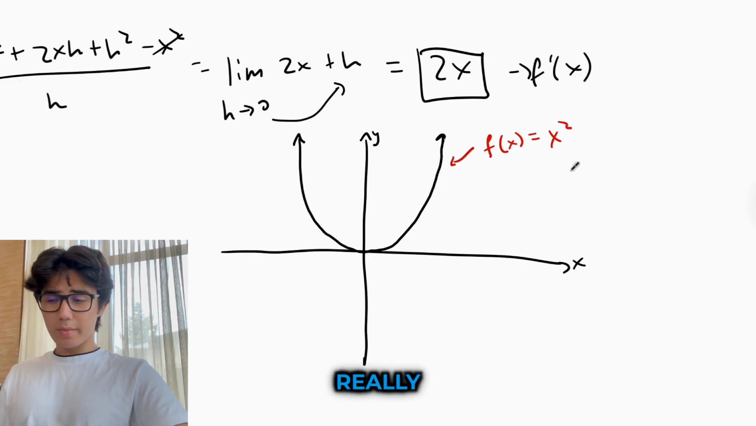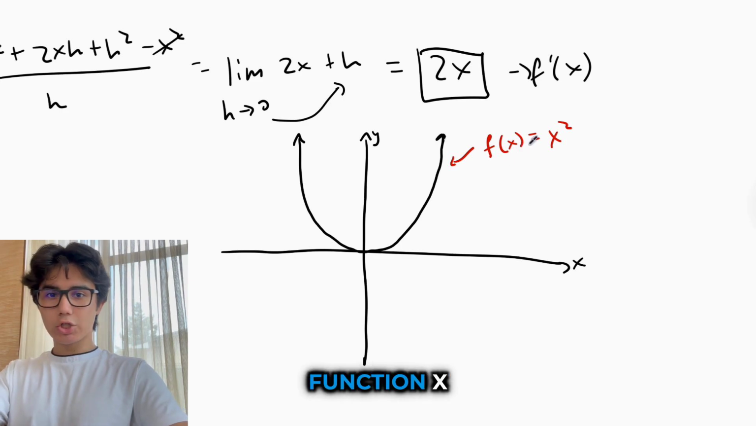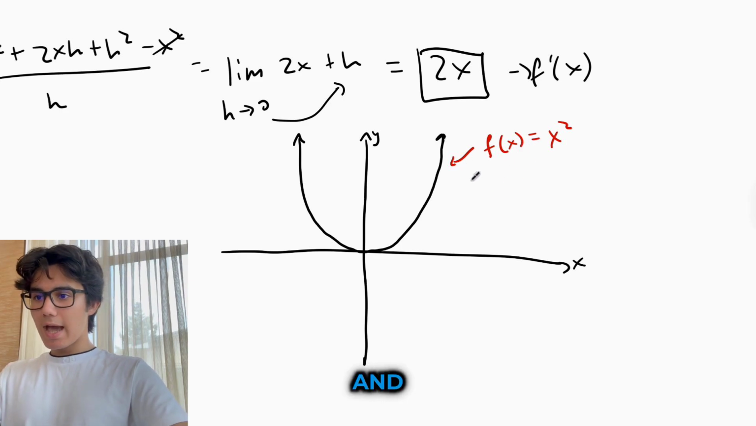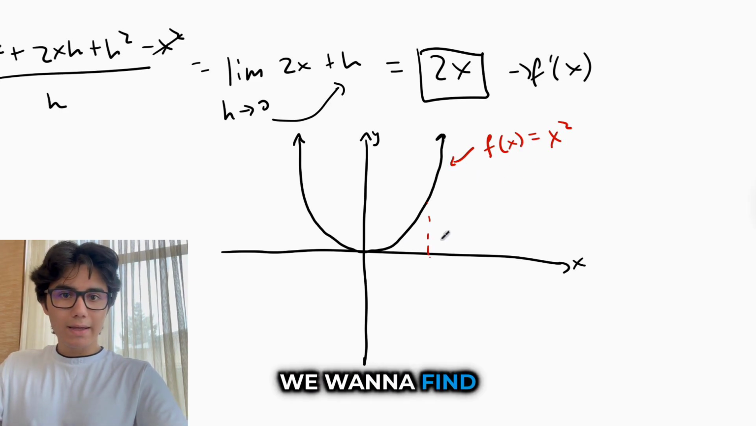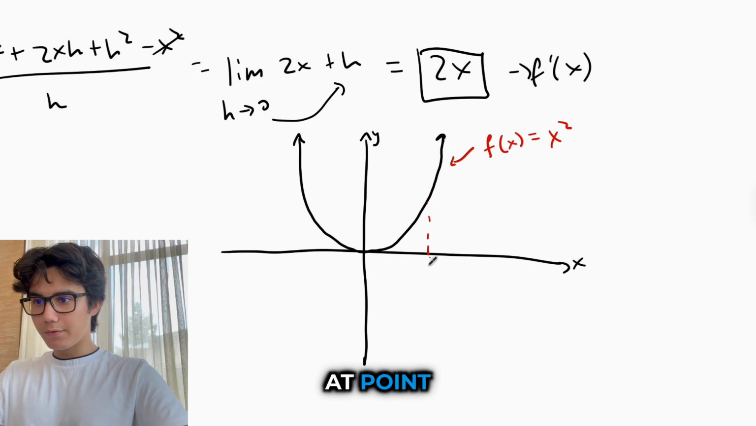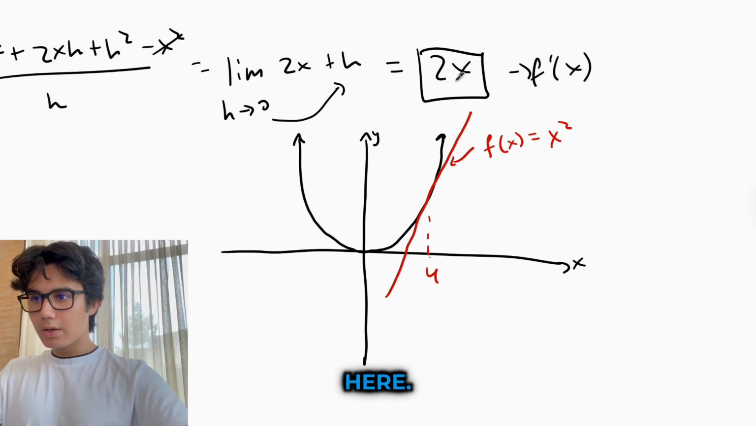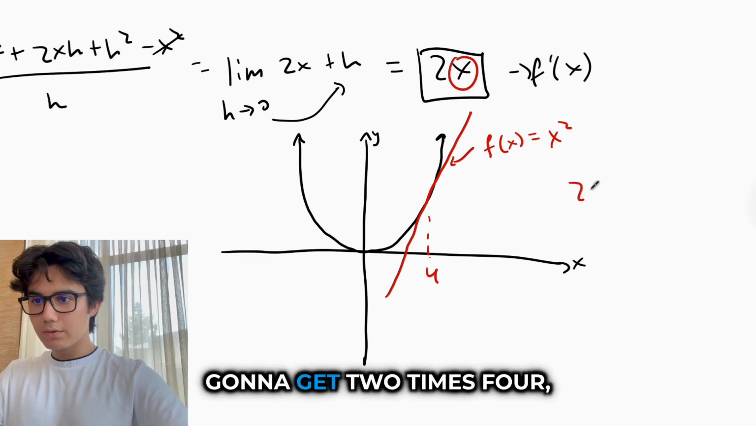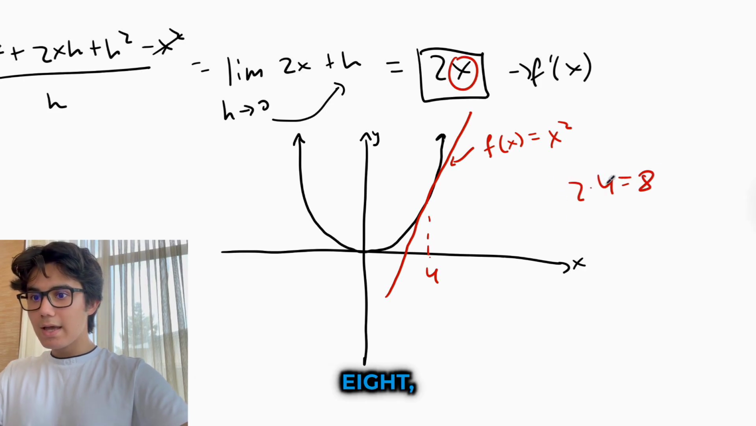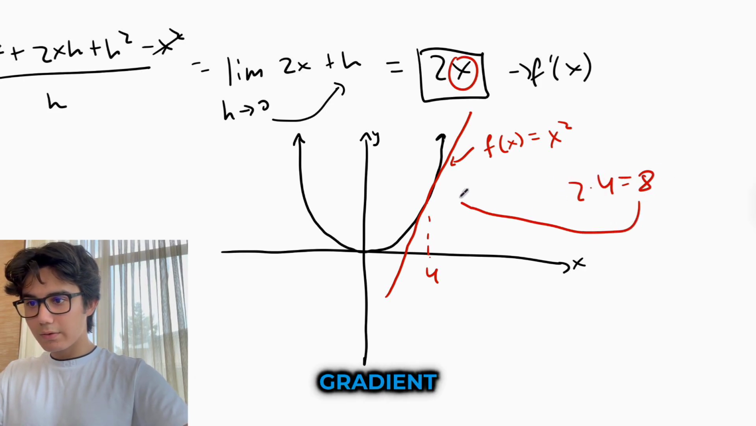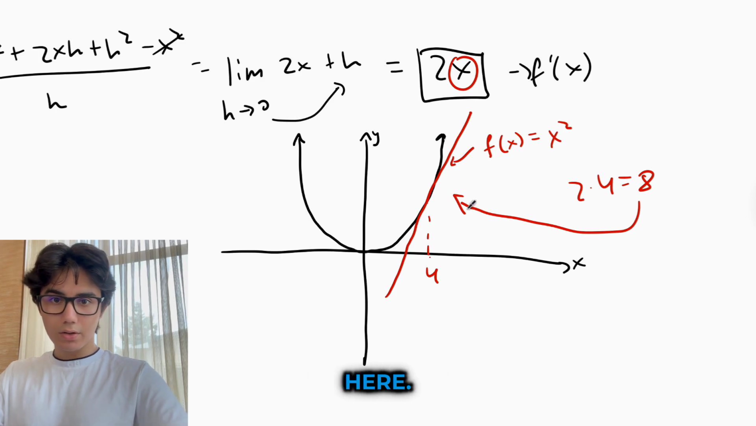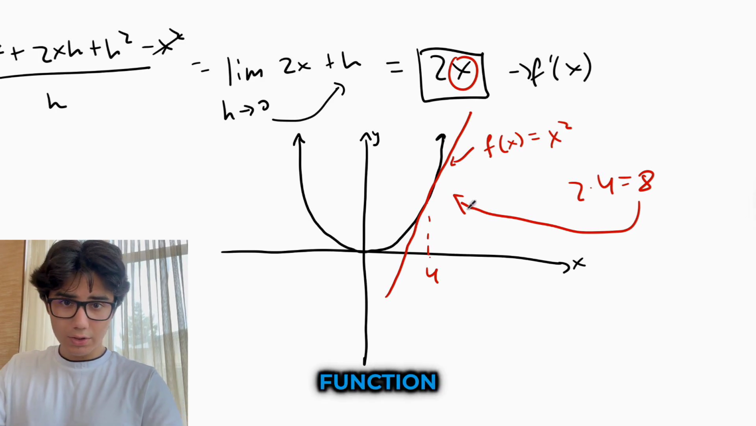And so what does this really mean? This means that if we have the function x squared sketched out, and if we want to say, for instance, we want to find the gradient of x squared at point 4, which is going to be this line right over here. If we put in 4 instead of x, we're going to get 2 times 4, which is 8. And this is going to be the gradient of this line right over here, meaning the gradient of the function at that point.